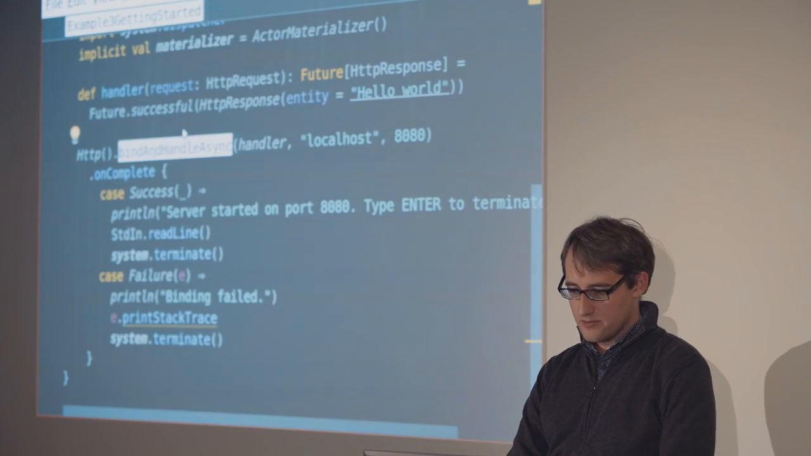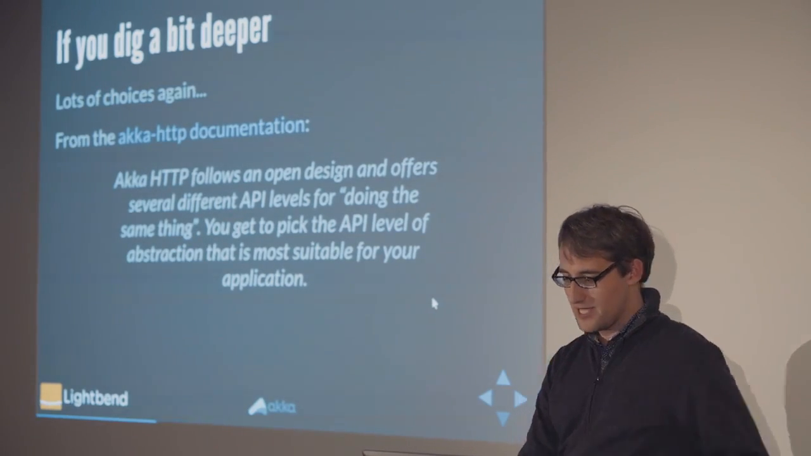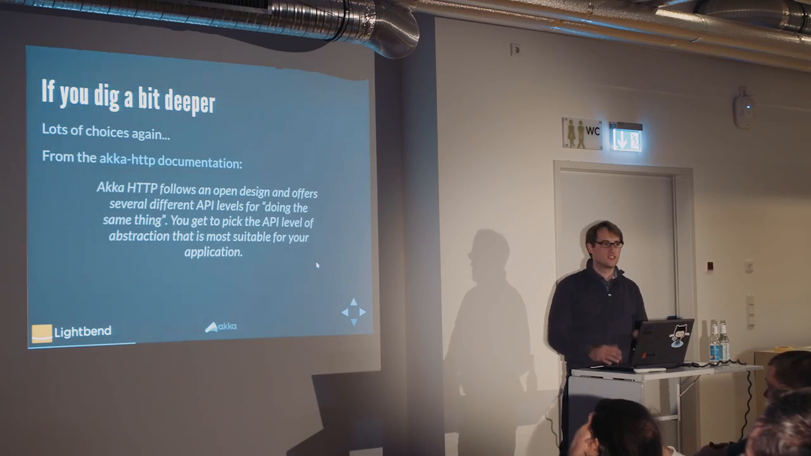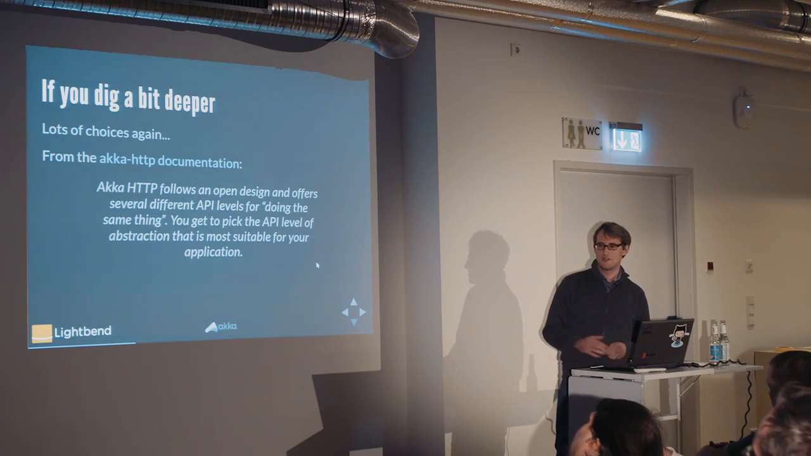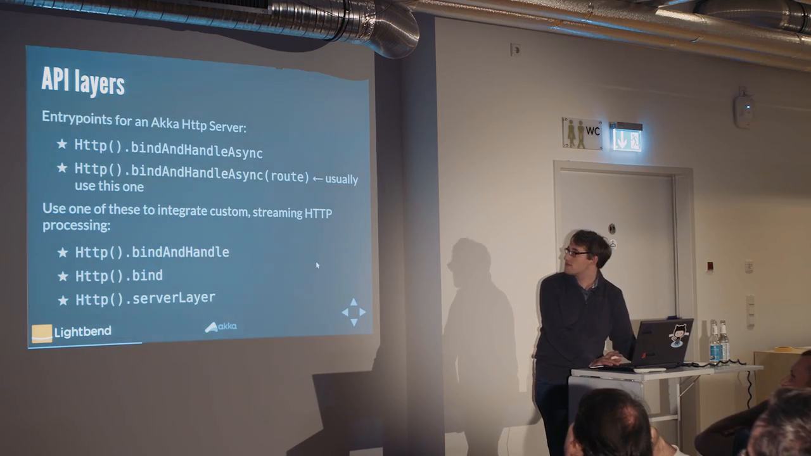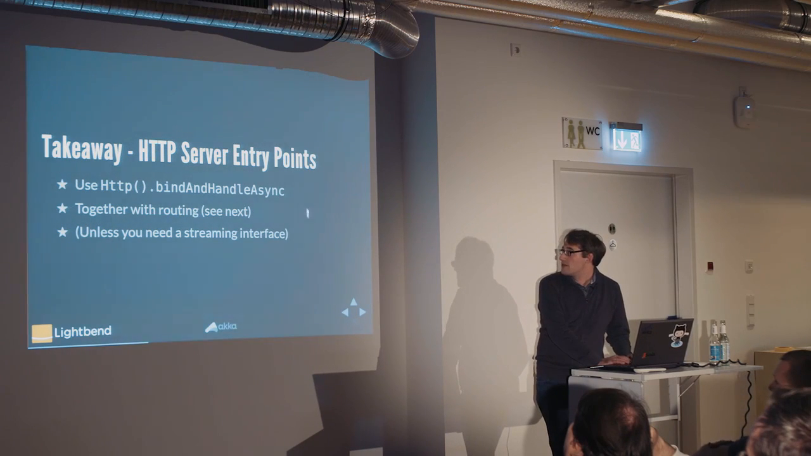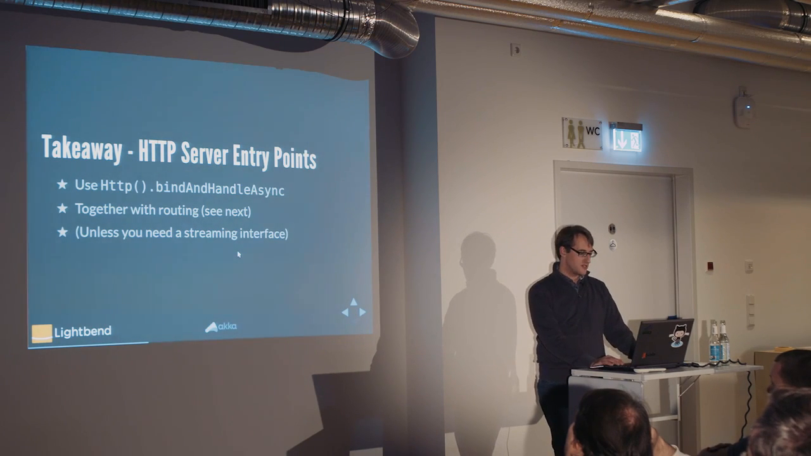Okay. So let's go back. And again, you have lots of choices. So you need to collect experience with Akka HTTP to actually know on which level to do things. What I would recommend, if you start with it, just start with the highest layer. The highest layer of abstraction, that's usually fine. And when you find that you need something else, you can go a level deeper, which is nice. So, I showed you these ones. To summarize, just use this one in the start and use them together with the higher level API, which I will show next, unless you really need this streaming interface of flow request to response.